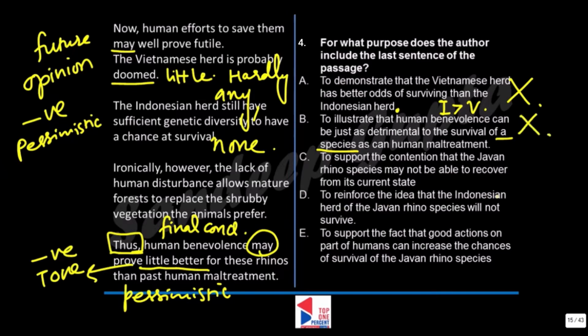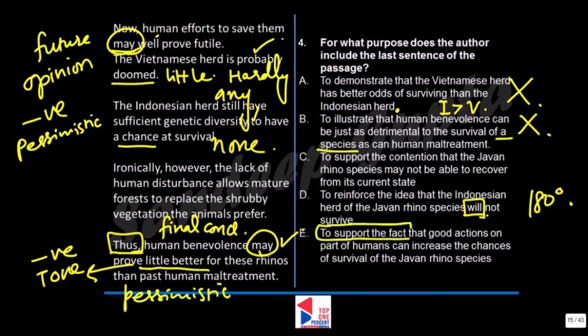"To reinforce the idea that Indonesian herd will not survive." Now, first thing, the author gives a little probability of survival to the Indonesian herd. The second, will is a strong word, whereas the passage is very mild in tone. May. Again the word may. Again the word probably. So, chance. This does not mean this is a strong opinion. This is 180 degrees.